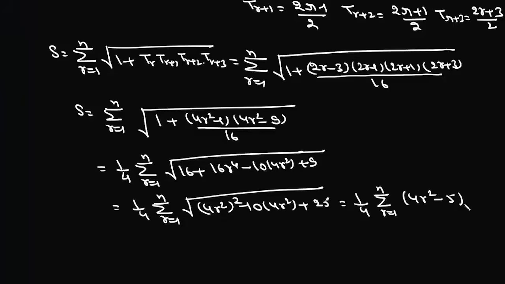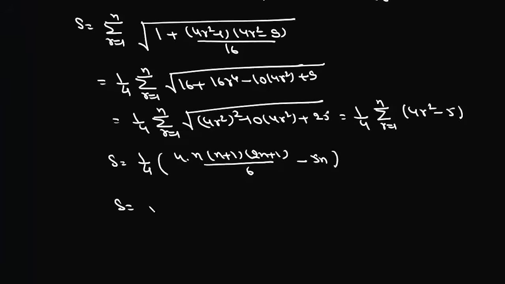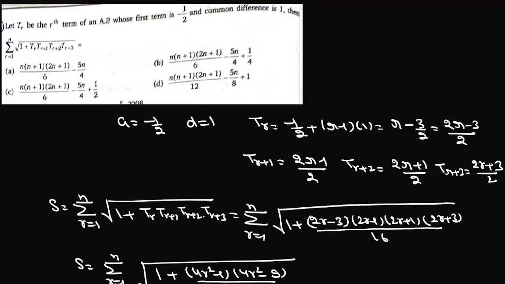4r square minus 5. Now this sum will be 1 by 4, and 4r square is n plus 1, 2n plus 1 whole divided by 6, and minus 5n. So this sum, it will be n plus 1, 2n plus 1 by 6, and minus 5n by 4. And that's your option A.